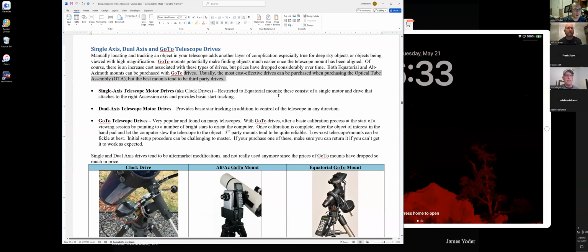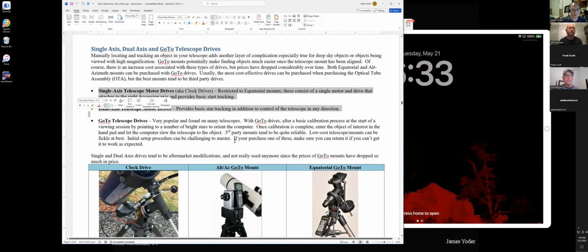So what is a single axis telescope? It's basically a clock drive. So if you have an old telescope like a fork drive, again, it's just going in one motion. Dual axis is basically the same thing. It has that clock drive, plus you may have a controller. So the clock drive is going in the right ascension. The other drive would be in the declination. Again, you're not going to run into these unless they're old telescopes.